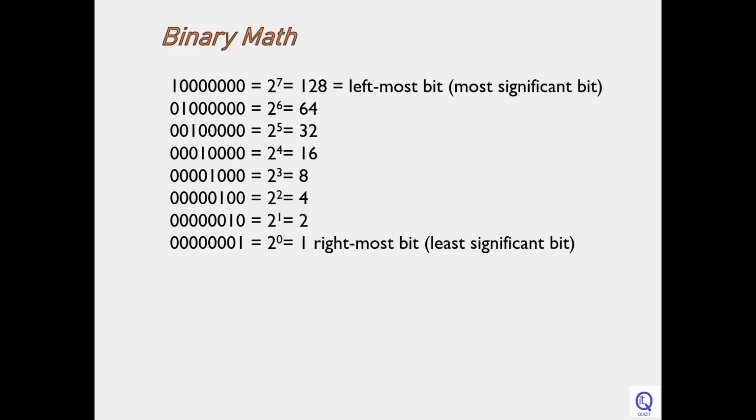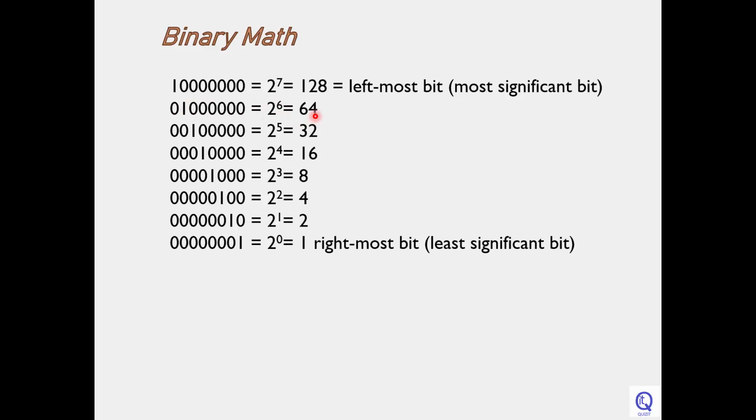Binary math is based on powers of 2. For a given 8-bit data, if we set 1 for each bit at a time from left to right, we get the following values. Here, in the first octet, the leftmost bit is set to 1. Therefore, 2 to the power 7 means the value 128. In the second octet, the second bit from the left-hand side is set to 1. Therefore, 2 to the power 6 equals 64.